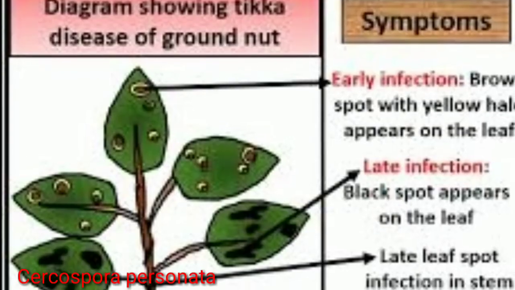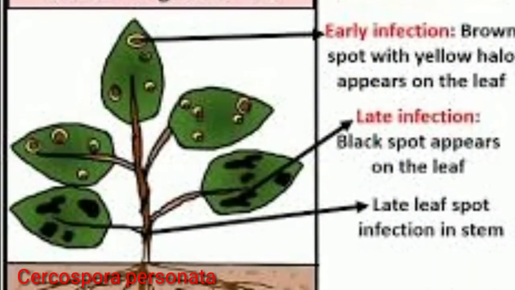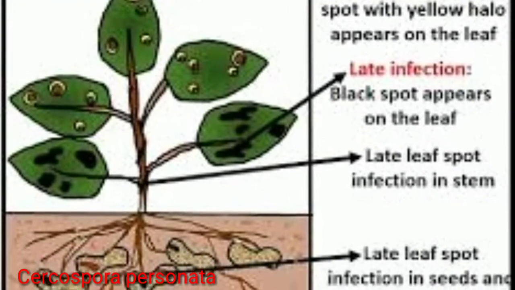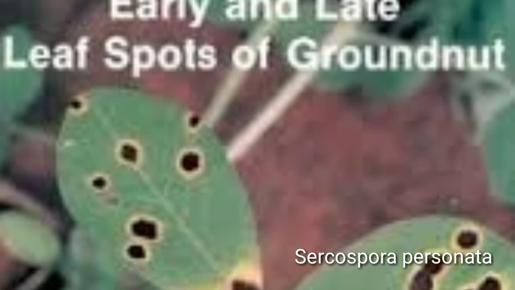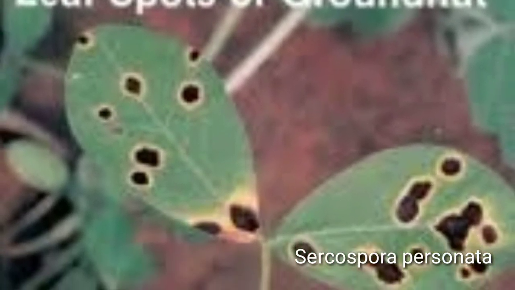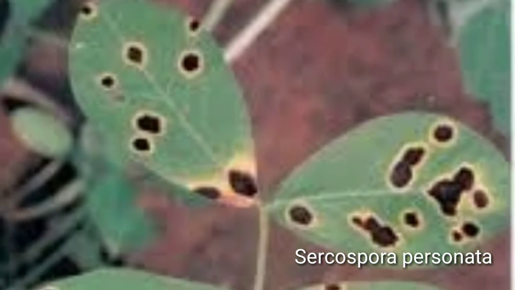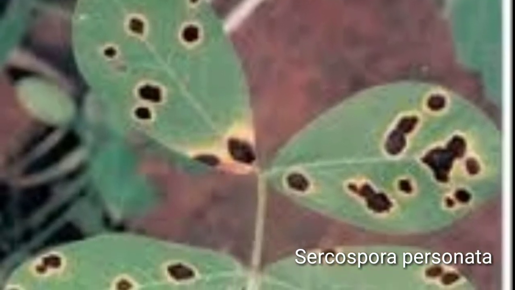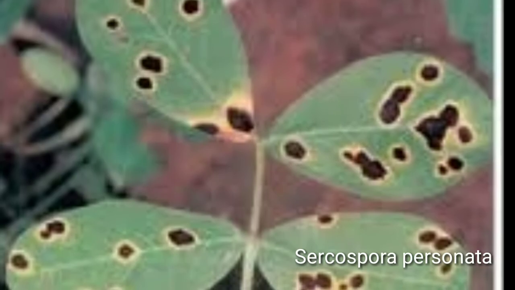Another one, Tikka disease of groundnut, is caused by Cercospora personata. Next, early leaf spot disease of Arachis hypogaea, groundnut, is caused due to infection by Cercospora personata. The host of Cercospora personata belongs to the family Leguminosae.